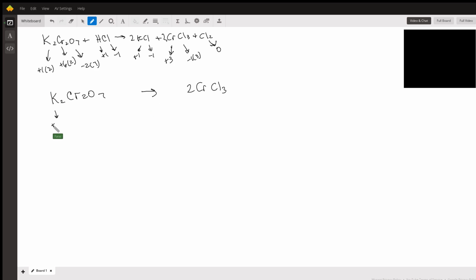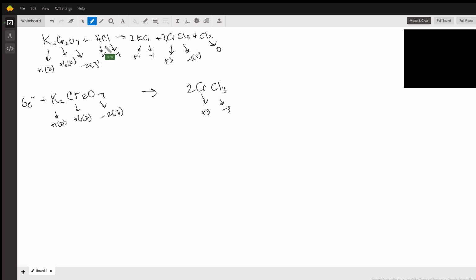Okay, remember our oxidation numbers. This was a +1 times 2. This was a +6 times 2. And this was a -2 times 7 of those. Okay, so you see right here, we have got technically a +12. And then this goes to a, this was +3. And this is a -3. But remember, we have 6 right here because there's a 2 in front. So it goes from a +12 to a +6, right? Which means that we have accepted 6 electrons.